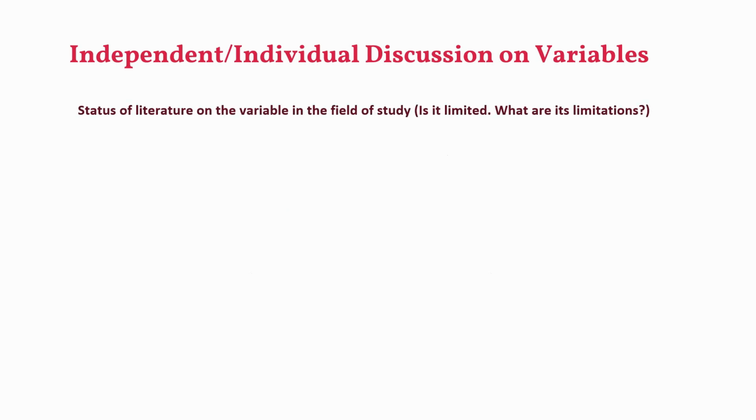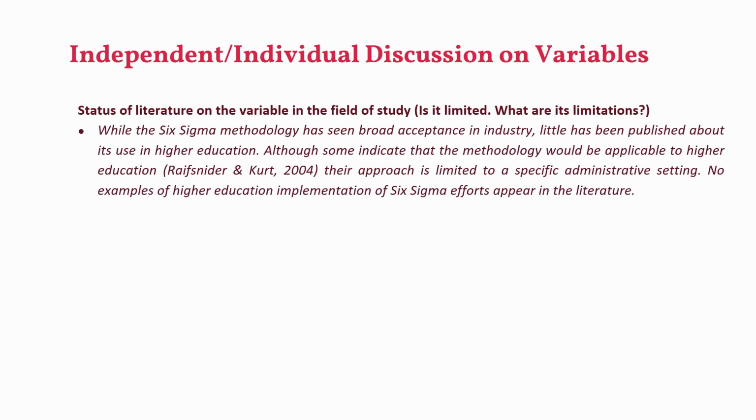Now, status of the literature in your field of study. While Six Sigma methodology has seen broad acceptance in the study, limited or little has been published about its use in higher education. Now, this further emphasizes the need to study a particular concept in a particular area. Obviously, when you are going through the literature, you will find these statements in existing literature. You will find that people have talked about a particular variable that it's limited. Or while studying those papers, you will get to an idea that yes, there has been a limited research on this particular area. Now, what you do is you write about this in your literature.